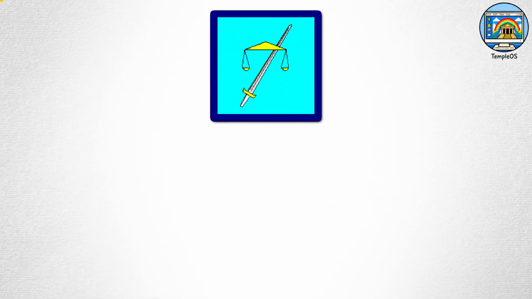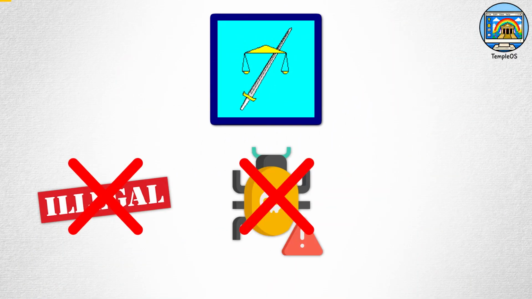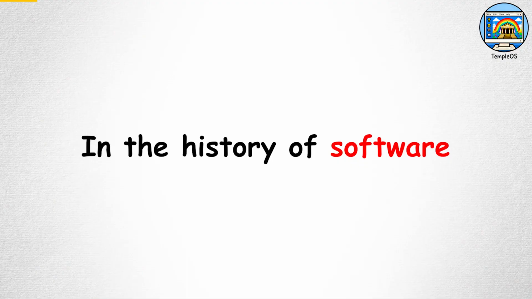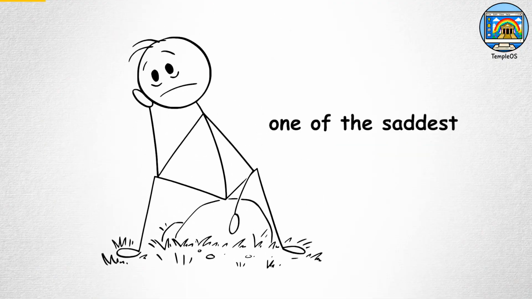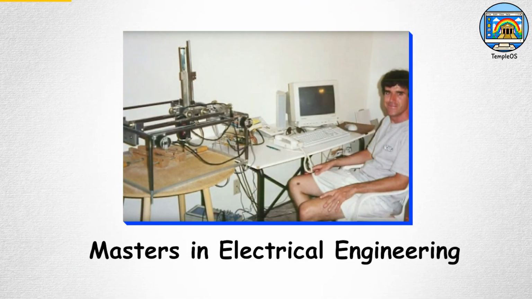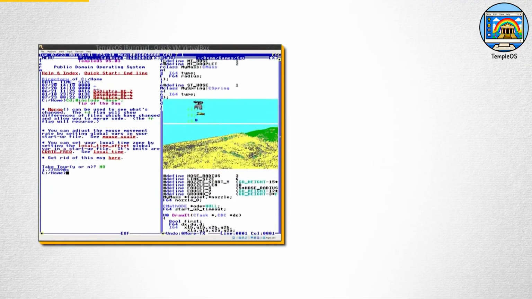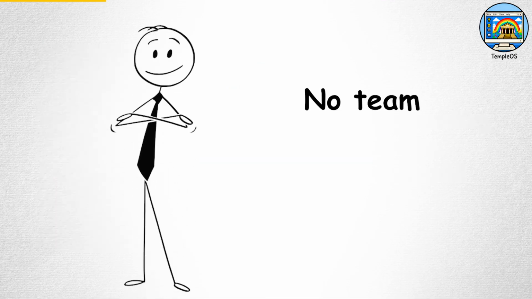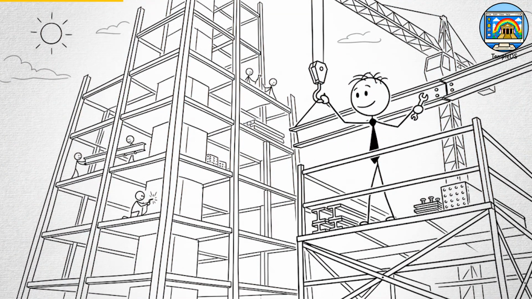TempleOS. TempleOS isn't illegal, it isn't malware, it isn't dangerous. It's in this video because it's the most incredible one-man project in the history of software, and also one of the saddest. One guy did all of this. Terry A. Davis, a genuinely gifted programmer with a master's in electrical engineering. And over roughly a decade, entirely alone, he built a complete working 64-bit operating system from scratch. No team, no help, nothing. It's like one guy building a skyscraper by hand.